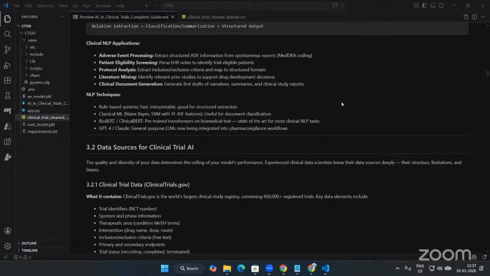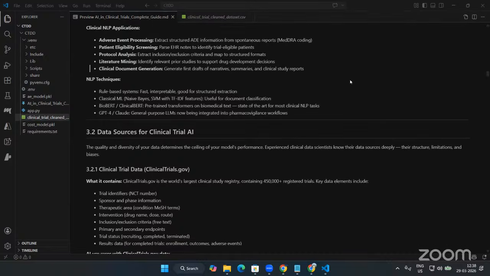Literature mining: identify relevant prior studies to support drug development decisions. Clinical document generation: generate first drafts of narratives, summaries, and clinical study reports. So you can see that the clinical ML NLP applications go wide: adverse event processing, patient eligibility screening, protocol analysis, literature mining, and clinical document generation.